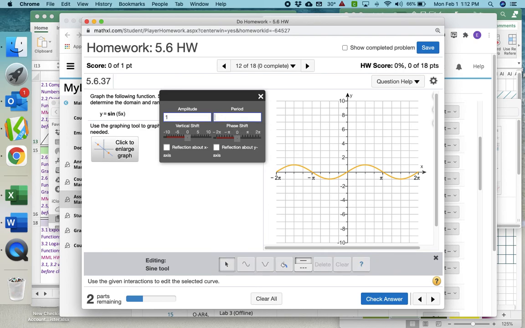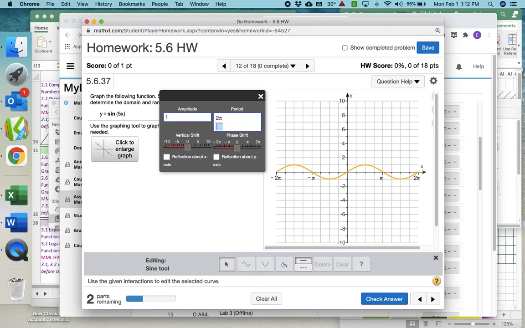And so the period here would be 2 pi over b, and b in this case is 5, so it's 2 pi over 5. And so we put 2, and then for pi we put pi, and it changes it to a pi, and divided by, and it takes you down to the bottom, 5.